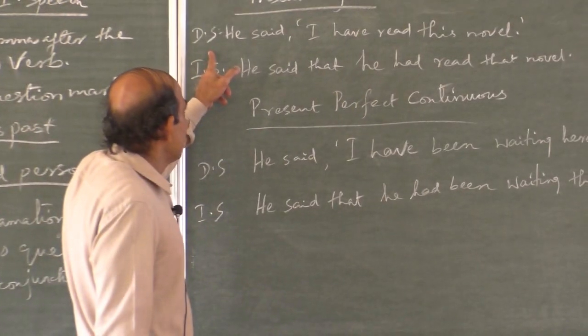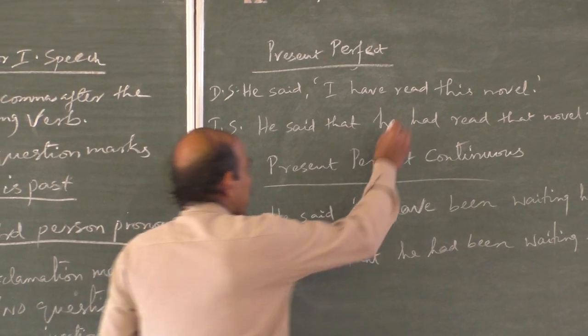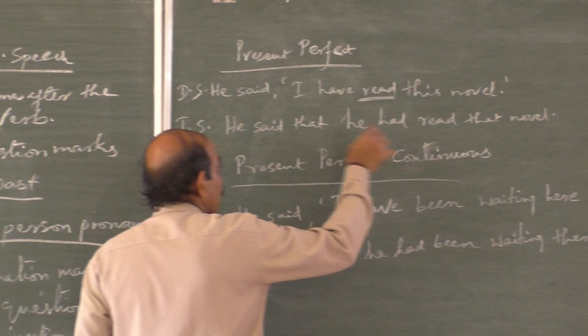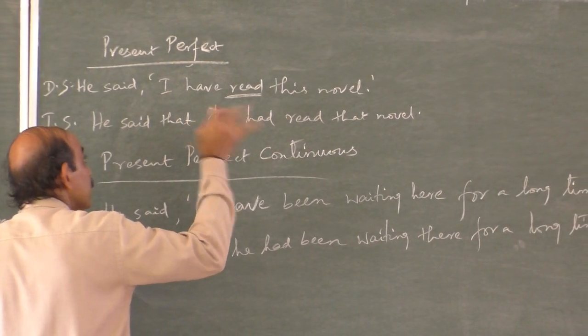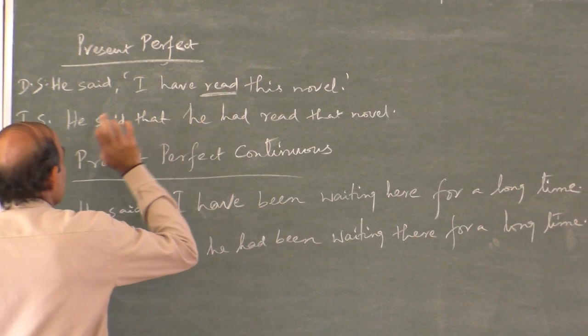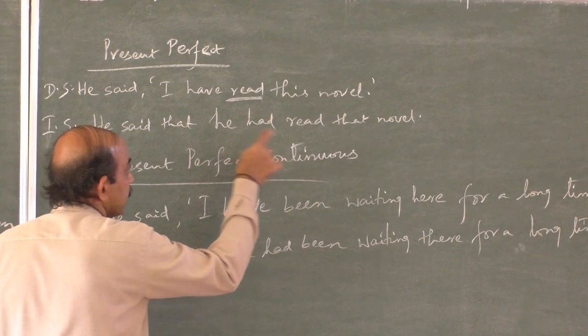Once again, direct speech. He said, "I have read this novel." Some students read this as "read." I have read, it is past participle form, or V3 form. I have read this novel. In indirect speech, he said that he had read that novel.